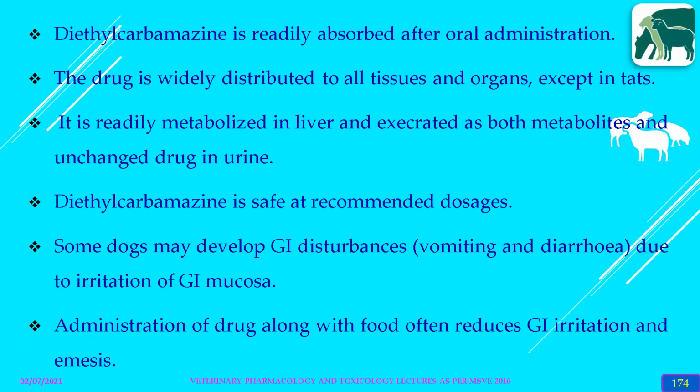After oral administration, it is properly absorbed into the circulation, and the drug is widely distributed to all the tissues and organs. It is readily metabolized in the liver and excreted as both metabolite and the unchanged parent drug, and both of these are excreted in the urine.